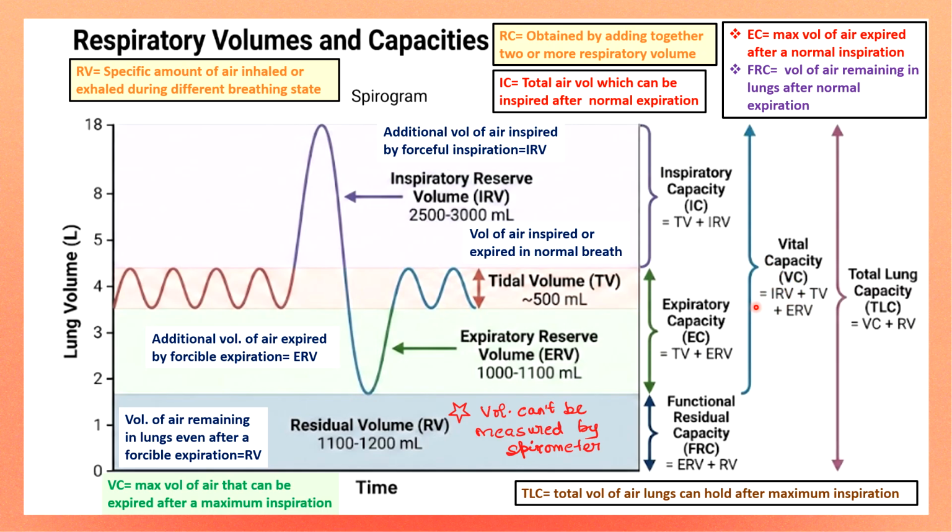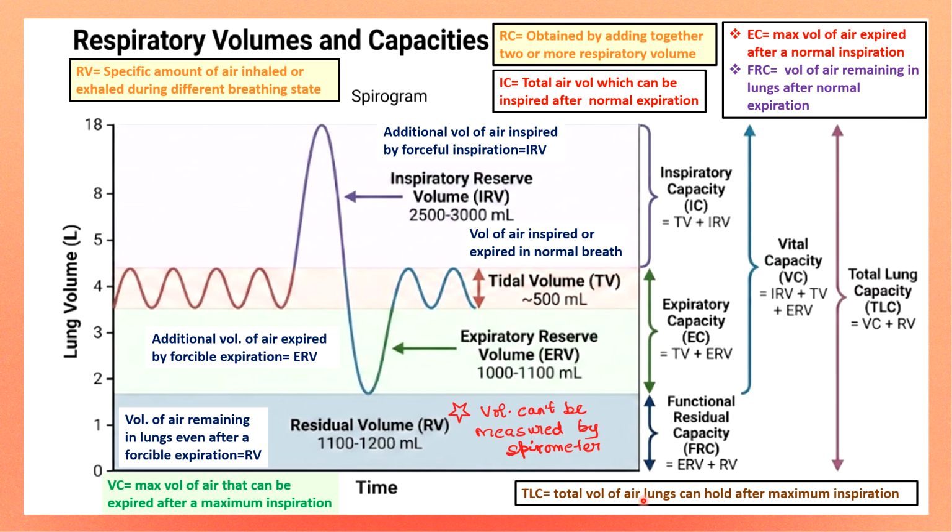Vital capacity, VC, is equal to IRV plus TV plus ERV. Is that clear? Next we have total lung capacity. That is the total volume of air the lungs can hold after maximum inspiration. That is nothing but VC plus the reserve volume. That is your total lung capacity.